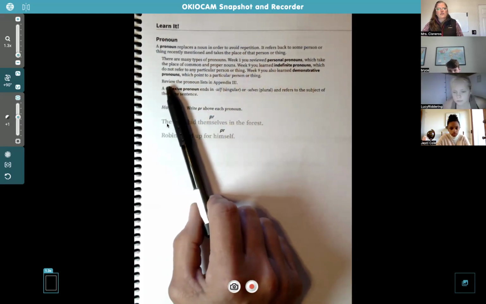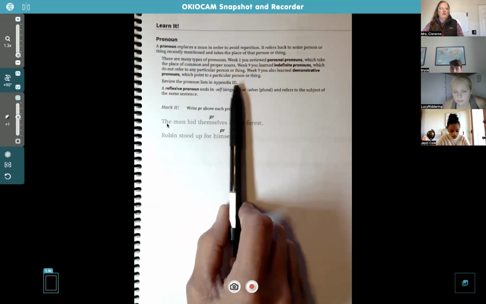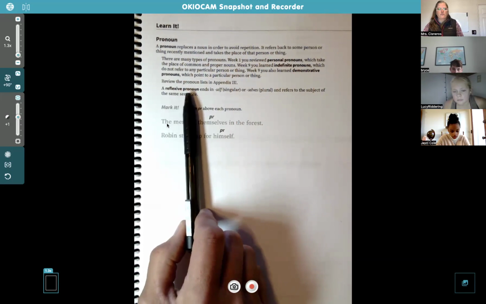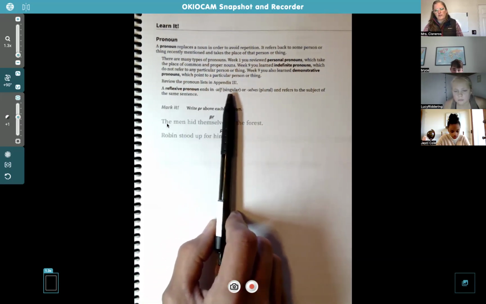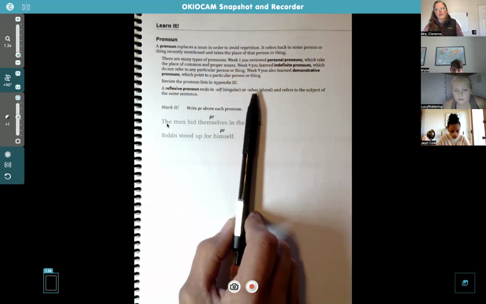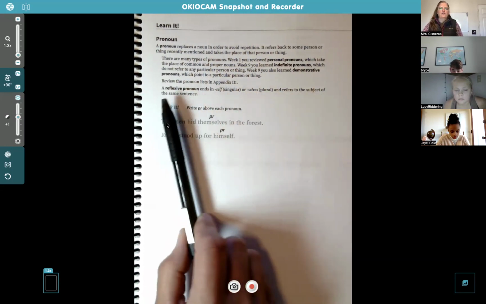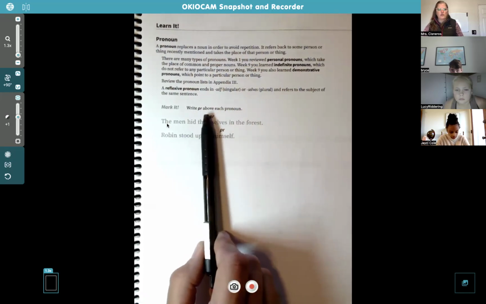And then it says you're going to review the pronoun list in Appendix 3, which we're going to look at in a minute. But the new one you're going to focus on this week is called reflexive pronoun. That's the one that ends in self for singular or selves for plural. And it refers to the subject of the same sentence. And you're still going to mark it with a PR like we always do for pronouns.